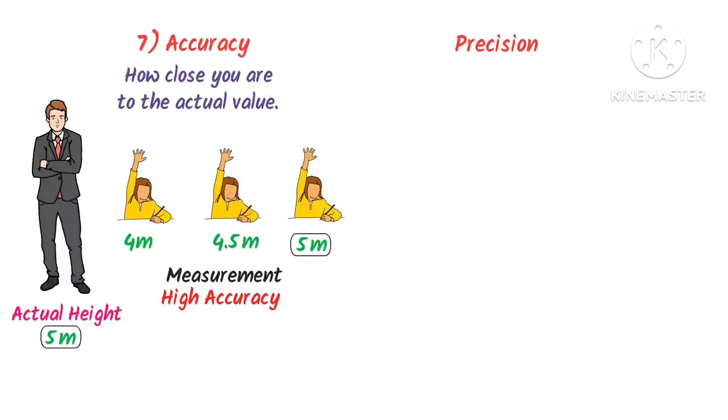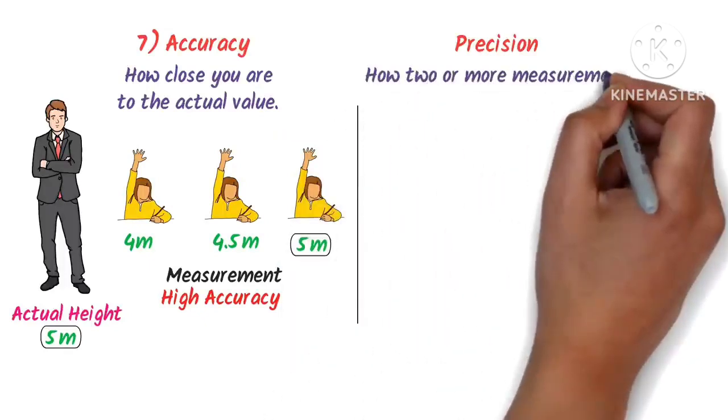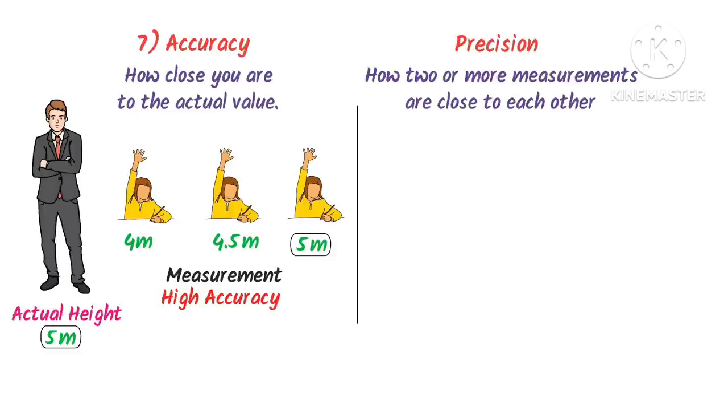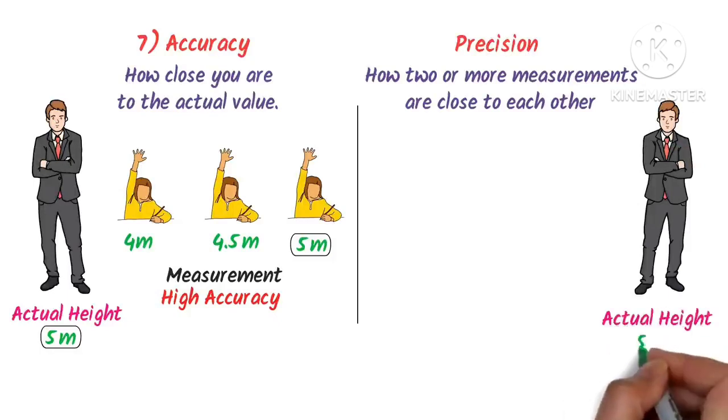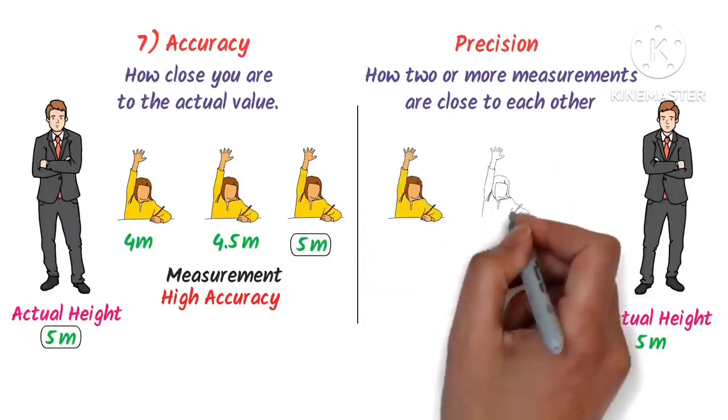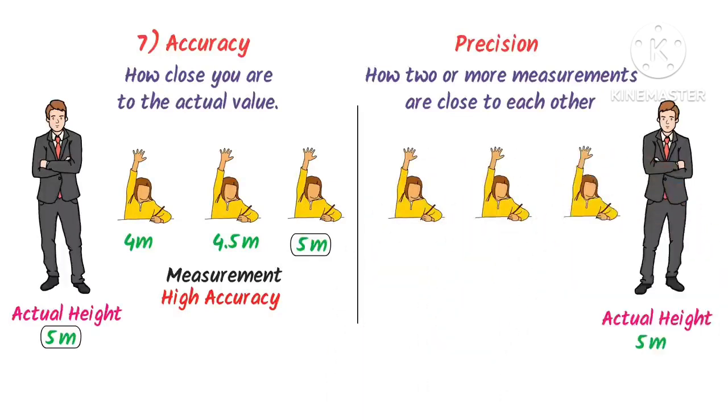On the other hand, precision means how close 2 or more measurements are to each other. For example, consider the man from the previous example. We know that the actual height of the man is 5 meter. Let me again ask 3 more students to find the height of this man.